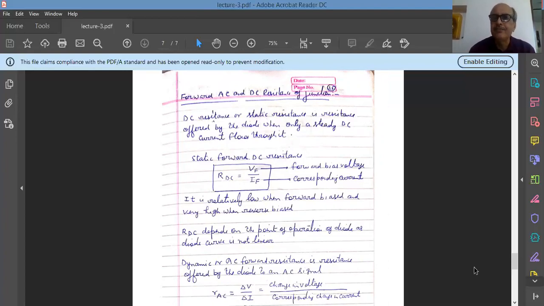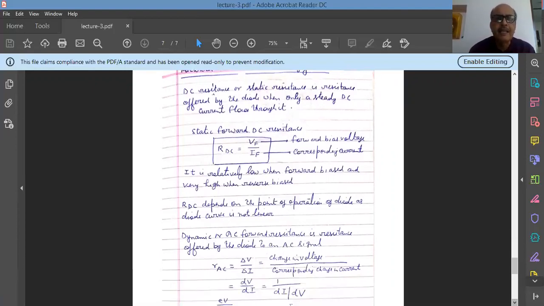This RDC, the DC resistance or static resistance, depends upon the point of operation of a diode, as the diode curve is not linear. That means for each and every voltage, the resistance of a diode will vary. That is what is meant by saying that it depends upon the point of operation of a diode.